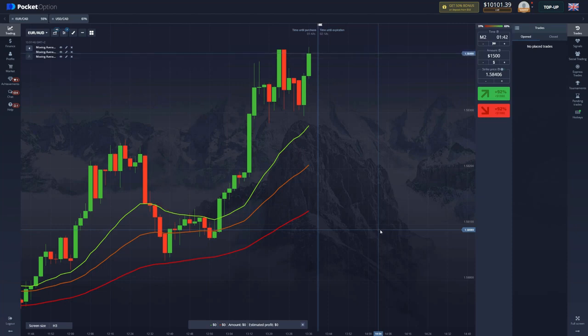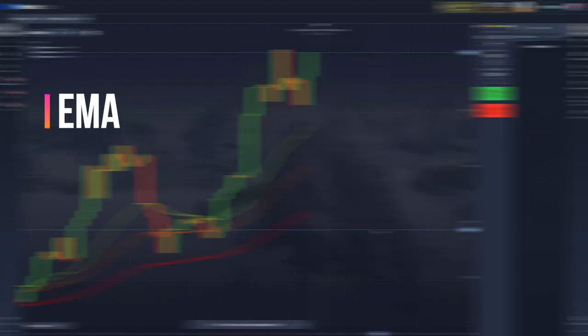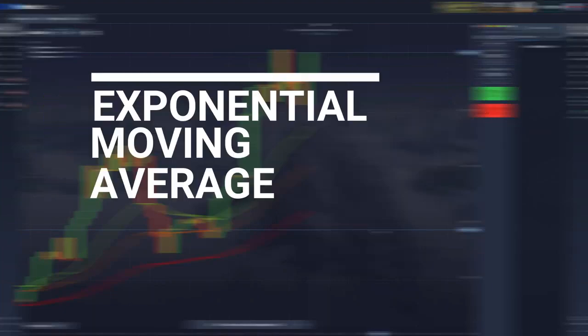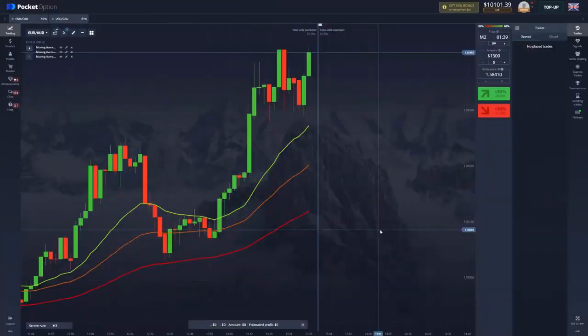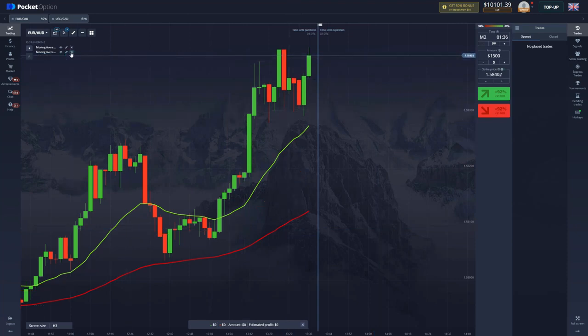To find the perfect time to enter the market, we're going to be using a scalping strategy using EMA indicators. EMA stands for exponential moving average and is one of the most common techniques used in trading. We're going to be working with a 2-minute time frame, but before we start making money, let's go ahead and set up our 3 EMA indicators.